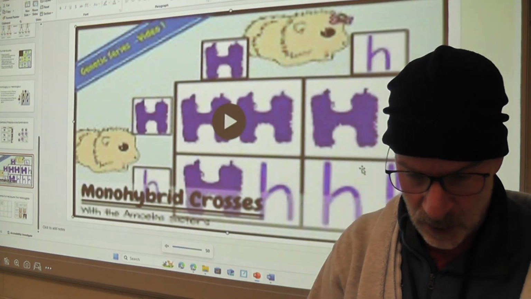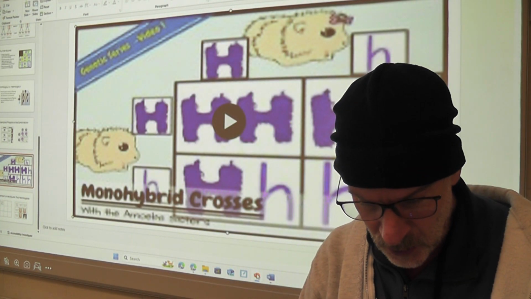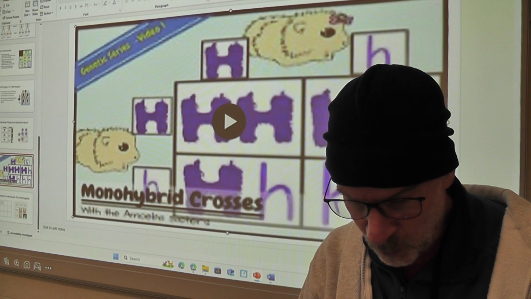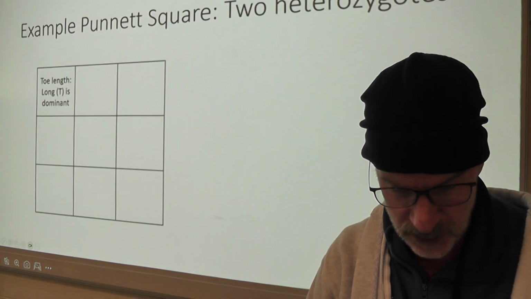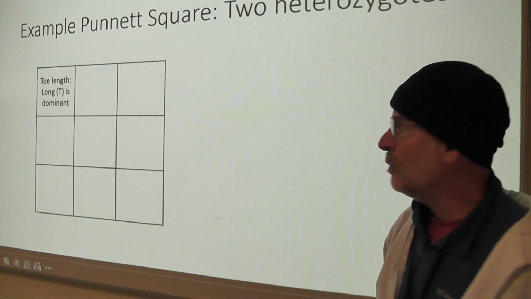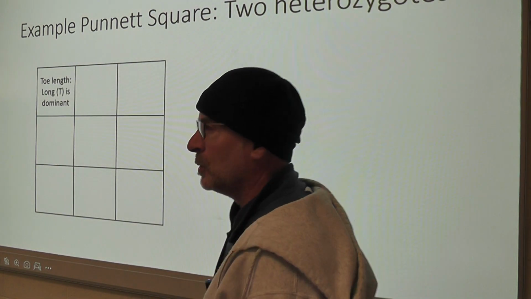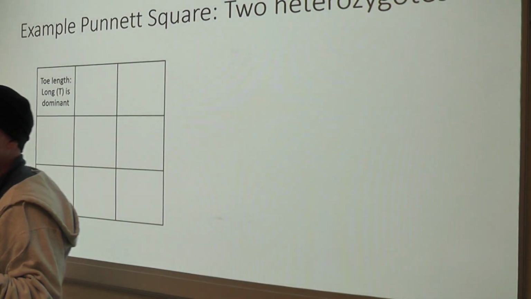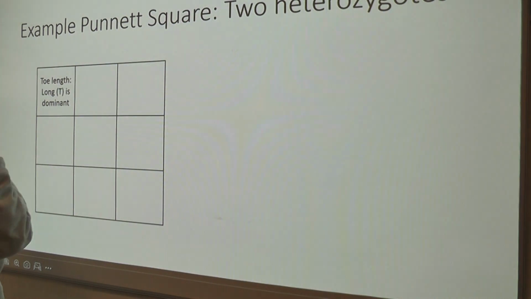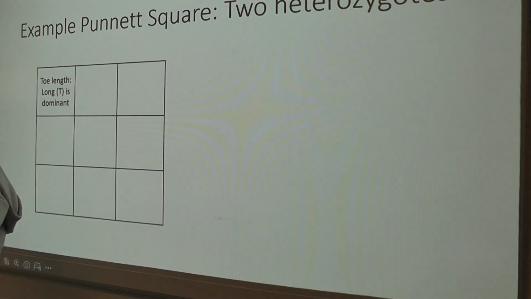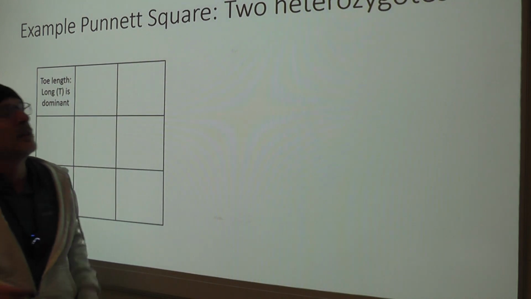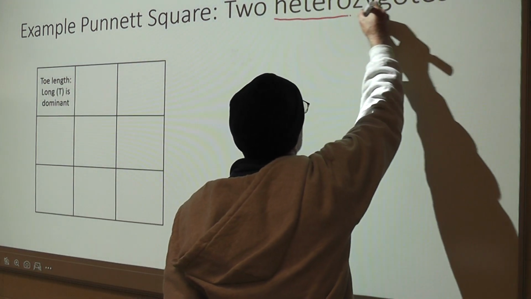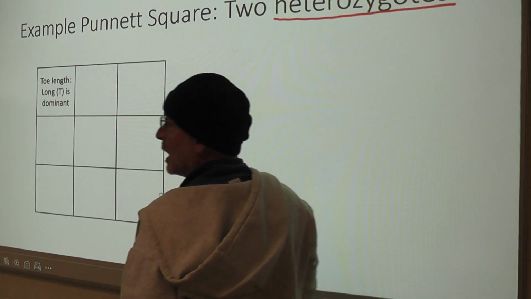Okay, what we're gonna do here, I'm gonna very quickly go through an example Punnett square, then we'll have a break, and you all are gonna have some time to practice. This is the simplest kind of Punnett square to do: Punnett squares where you are told what the genotype is of each of the parents.